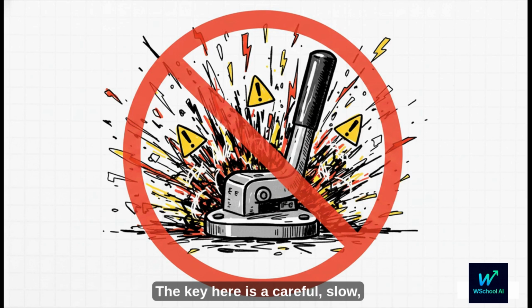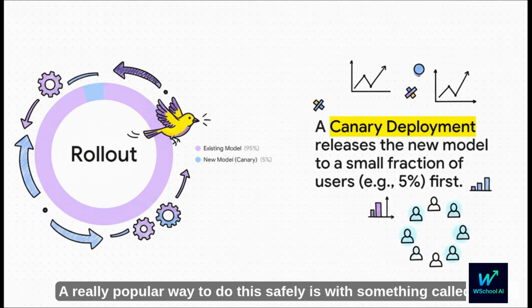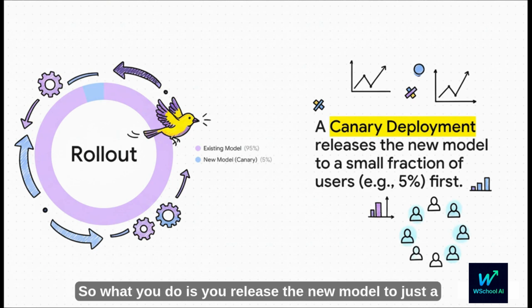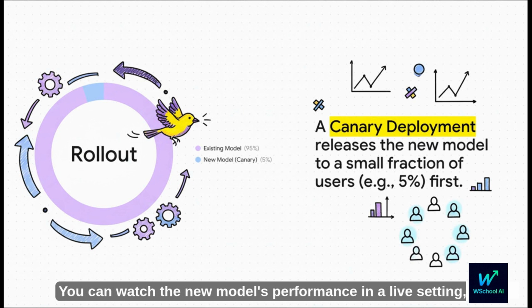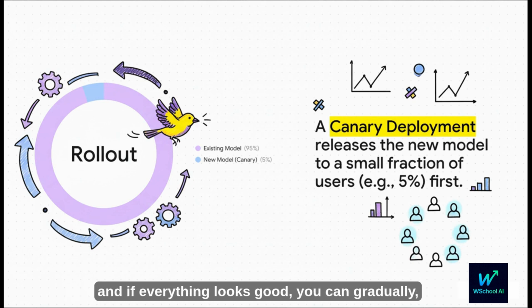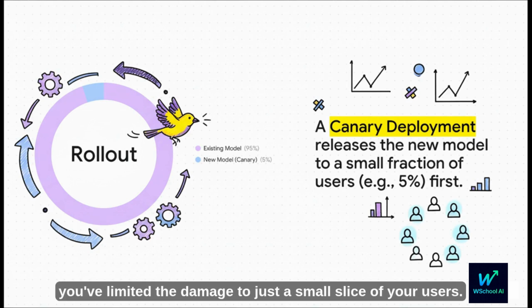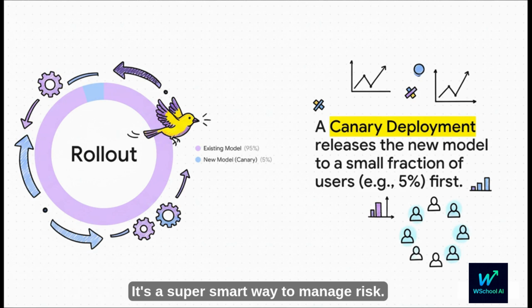The key here is a careful, slow, gradual rollout. A really popular way to do this safely is with something called a canary deployment. The name comes from that old idea of the canary in a coal mine, right? So what you do is you release the new model to just a tiny, tiny fraction of your users, maybe just 5%. This little group acts as your canary. You can watch the new model's performance in a live setting, and if everything looks good, you can gradually, slowly roll it out to more and more people. And if it fails, well, you've limited the damage to just a small slice of your users. It's a super smart way to manage risk.